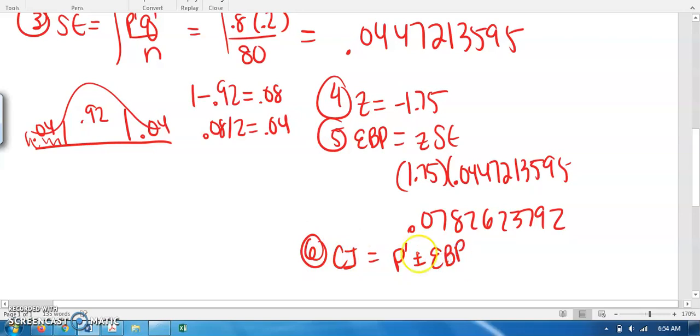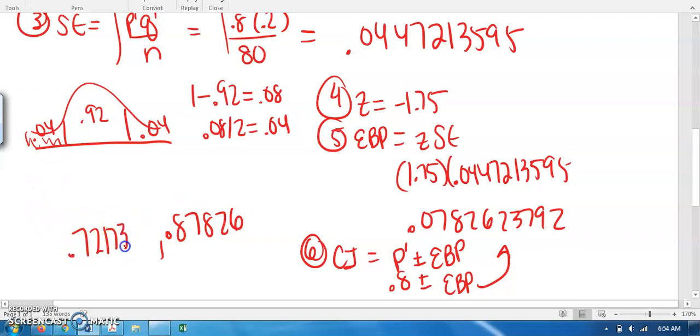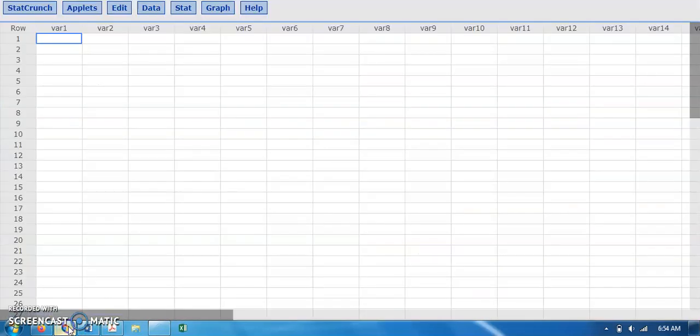bound for the proportion, and P prime was your 0.8, and you're plussing and minusing your error bound, which is this. So I'm going to store that number in my calculator, and I get 0.8 plus x, which is 0.87826, and then 0.8 minus that error bound, which gives you 0.721737. I would do this whole problem in StatCrunch to get a more accurate answer.